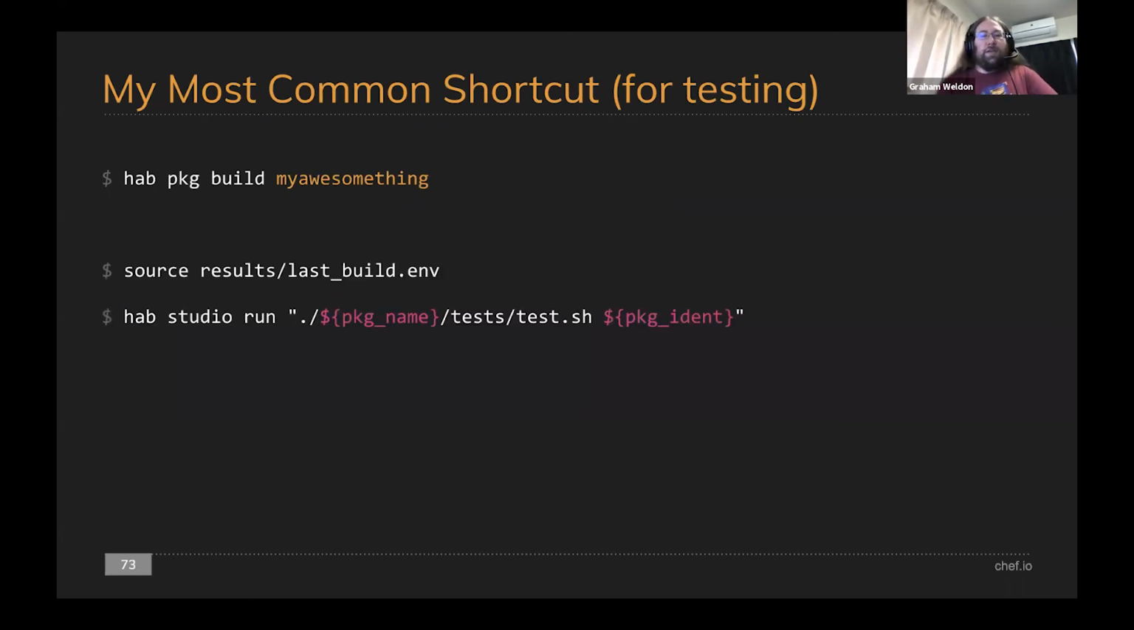The most common shortcut for testing, and this is what I'll be doing when I'm doing local development to iterate fast, is I'll build a particular package and I'll source and inject these variables, package name and package ident, to do a quick test. I think if you type SO on my regular command line, it comes up with this command all in one. That's how often I use it.